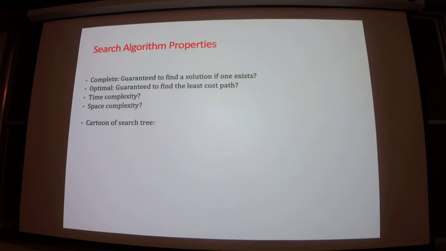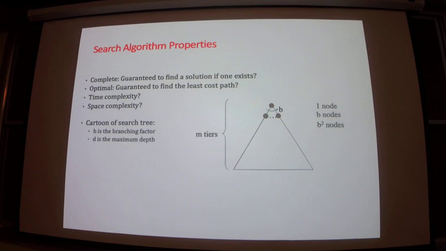So to answer these questions, let's look at a cartoon drawing of what a search tree could look like. So here we have our root. We have this branching factor B. We're going to get deeper. So at each layer, we have some function of B. We have one node at the top, we have B nodes in the second layer, we have B squared nodes in the third layer, et cetera. Say we have M tiers to this tree. Well, let's say we have D tiers to this tree, and I'll fix this later. At the bottom, we have B to the D nodes. But we have solutions that exist at various depths, so the problem is to find one of those.